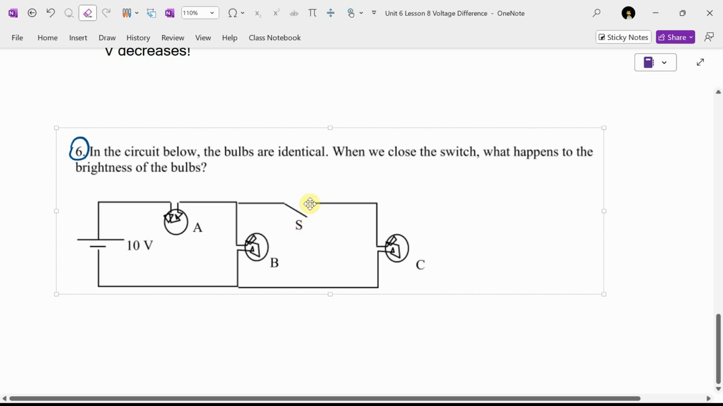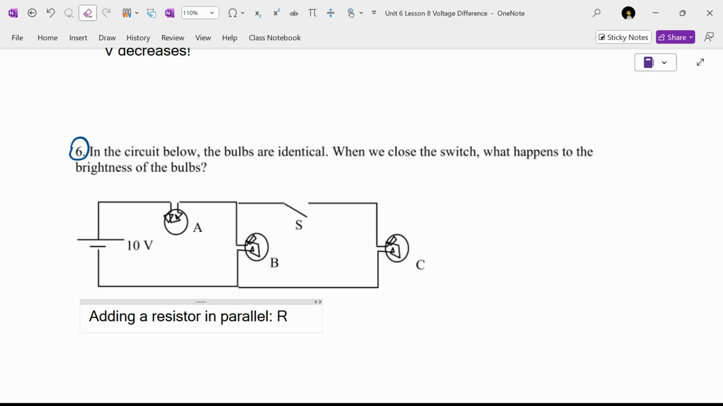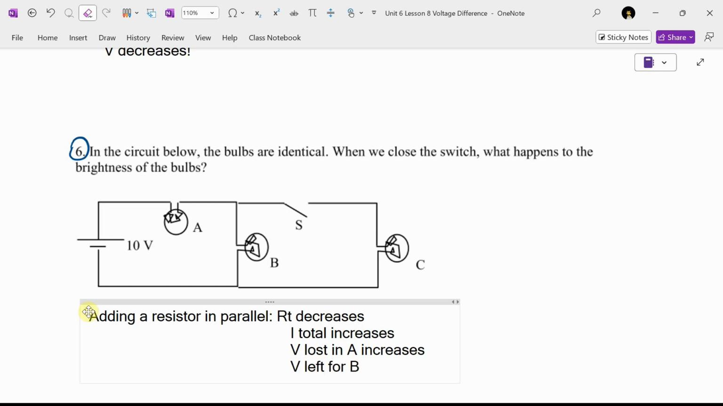But when I close the switch, adding a resistor in parallel, R total decreases. I total increases. V lost in A then increases. V left for B decreases.